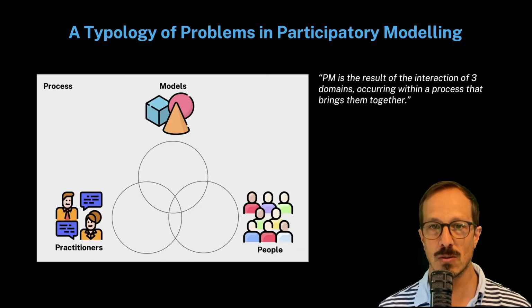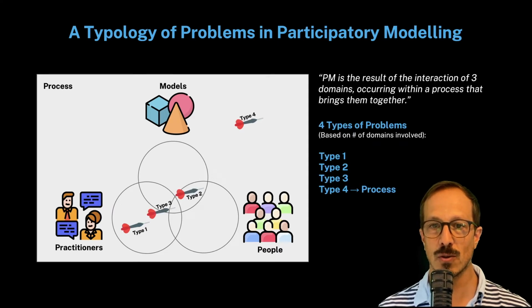Simply put, PM is the result of the interaction of three domains: practitioners, people, and models, occurring within a process and funding that brings them together. I would like to propose that we're facing four types of problems based on the number of domains that are involved. Type 1 problems involve one domain, and I see them as fundamental problems. These are the most serious and difficult to solve. Type 2 problems involve two domains, and I see them as understanding problems. For example, people not understanding models, practitioners not understanding people, people not understanding practitioners, or even worse, practitioners not understanding models.